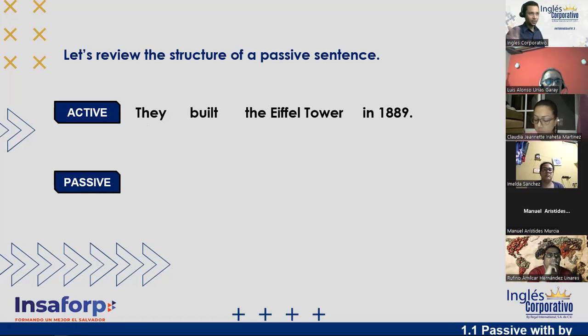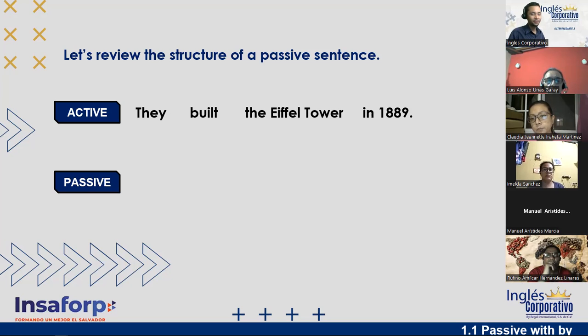So that's an active sentence. They built the Eiffel Tower in 1889. So we need to transform this sentence into the passive voice. Then how do you do that? Do you remember the steps that we studied yesterday? Luis wants to participate. Yes.